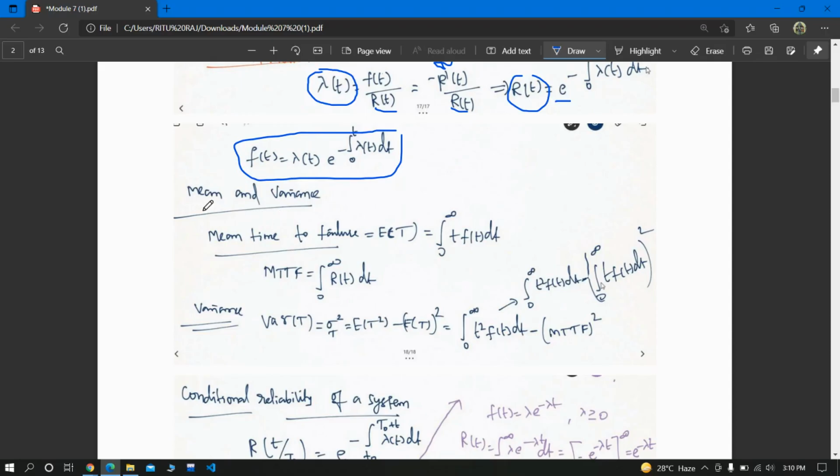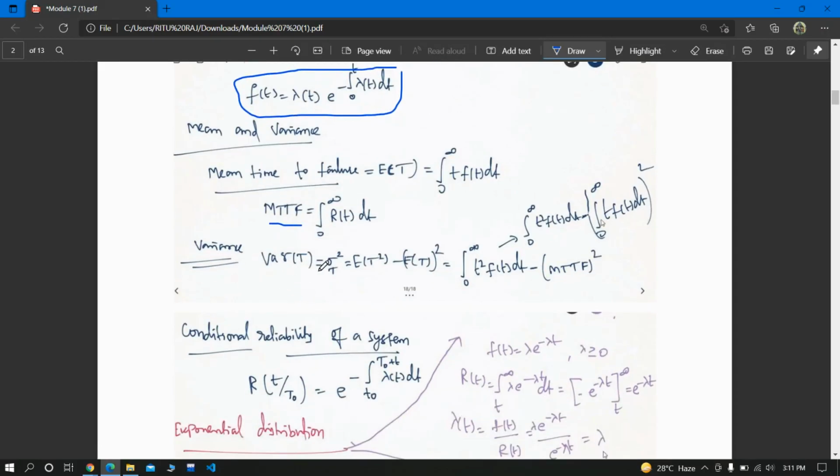So what is the mean and variance? Mean time to failure is E of t, which equals the integral from 0 to infinity of t f of t dt, and it is also the integral from 0 to infinity of R of t dt. The variance is nothing but E of t square minus E of t whole square. So that would be this formula. This is given by this from the above. These are not the things which you need to derive or remember. You just need to remember the formulas for solving the questions.